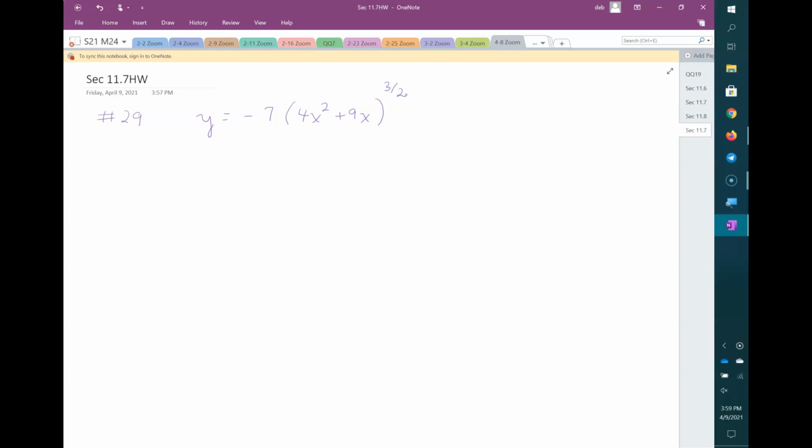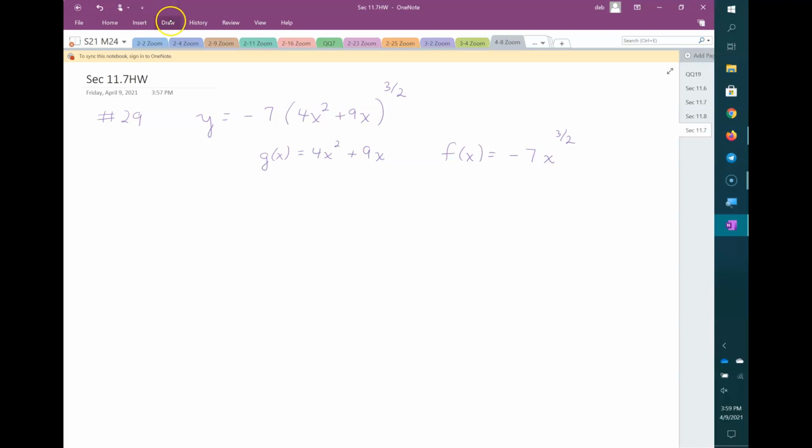So this is a composed function. It's a function of a function. So the inner function we'll call g of x, which is 4x squared plus 9x. And the outer function is f of x, the -7x to the 3/2. So if you put the g function into the f function, you get the y that we're looking at.